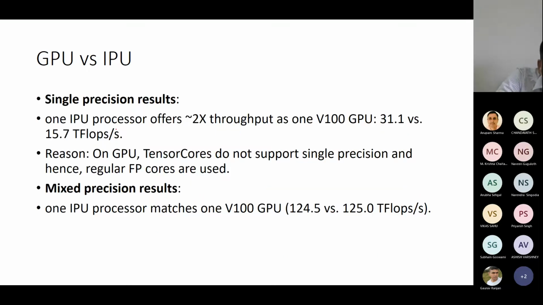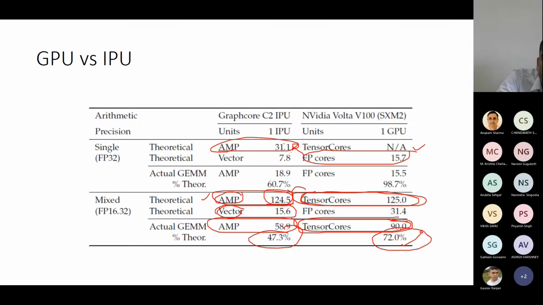So I just mentioned that for mixed precision, the IPU processor matches the performance of the P100 GPU. Whereas for single precision, one IPU processor offers 2x the theoretical peak throughput compared to one P100 GPU. So here, 31 versus 15, because here we can't use tensor cores. Tensor cores can only do mixed precision, whereas EMP can do both single precision and mixed precision. Although the percentage of peak that you can utilize here is only 60% compared to 98% here. So you can see the CUDA cores are really quite efficient. You can use almost the full performance.